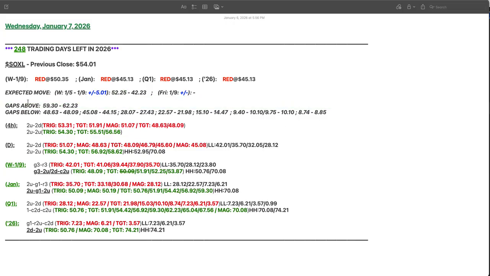We know where our gaps above and gaps below are, and then we talked about, from a scalping perspective or an early entry perspective in a longer day trade, we want to look for higher lows at or above opening print to get into calls, and we want to look for lower highs at or below opening print to get into puts.